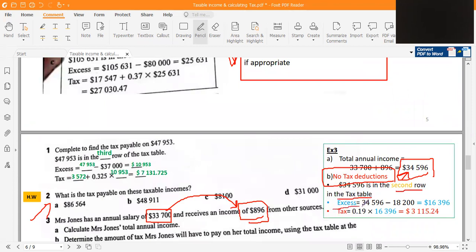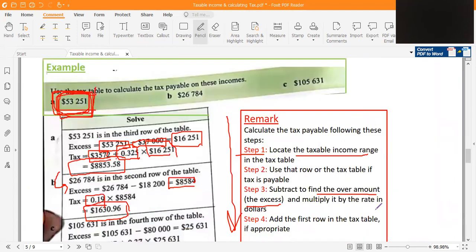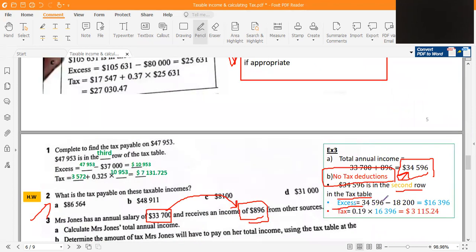First, we calculate the excess. In the second row, we have to subtract 18,200 from the total income, or taxable income, to obtain the excess. And we finally multiply the excess by the 19 cents, equivalent to $0.19, to obtain the payable tax given by $3,115.24. So very easy.